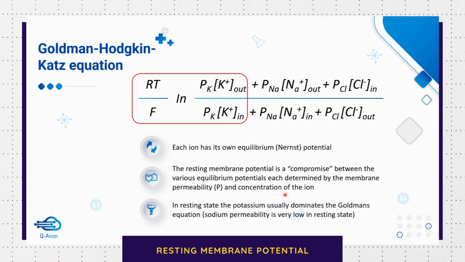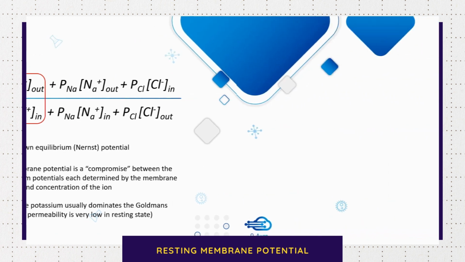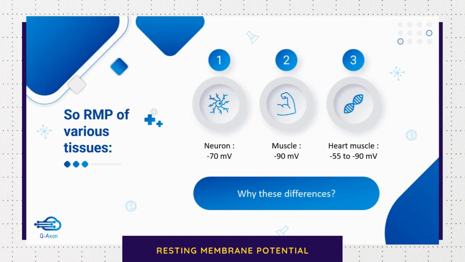And in the resting state, actually potassium usually dominates the Goldman equation. That is why from the beginning we were talking about potassium, because in the resting state the membrane is very less permeable to sodium ions. So that's the reason why various tissues have a different resting membrane potential. Hopefully you have understood the role of different ions and the permeability of the membrane to those particular ions.